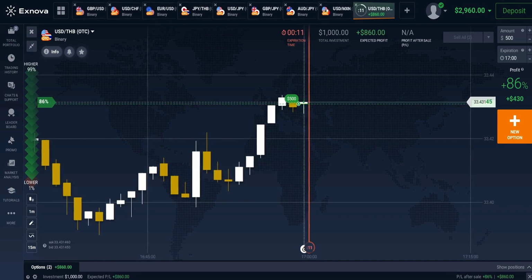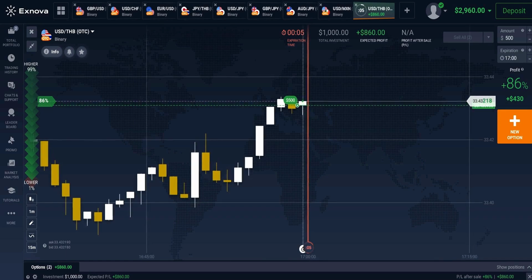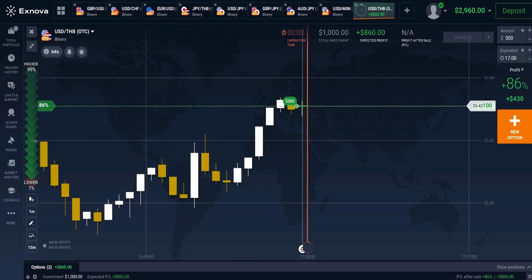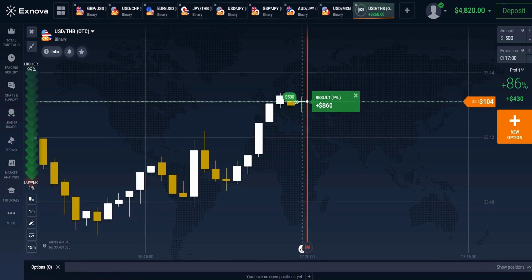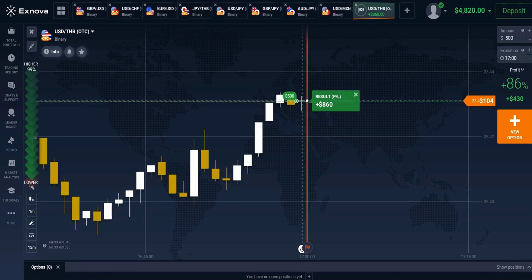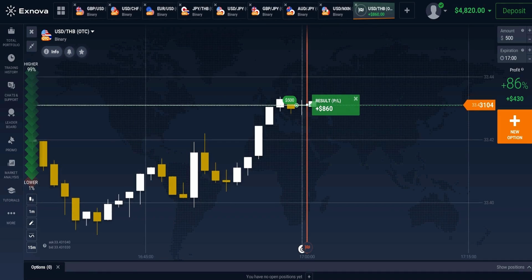Now all we need to do is wait for the trade to finish. Will this be a winning trade or a losing one? Let's find out together. And yes, we've won this trade. This is the power of sticking to a proven strategy and waiting for the right setup. The market followed the pattern exactly as we expected. And the result? A clean, confident win.